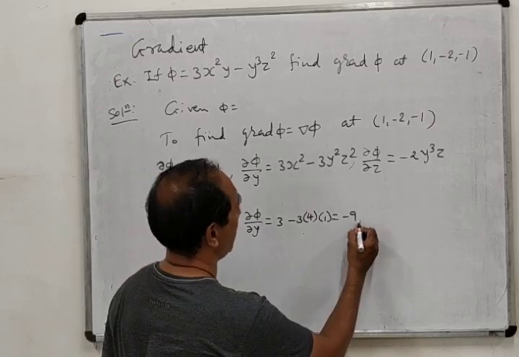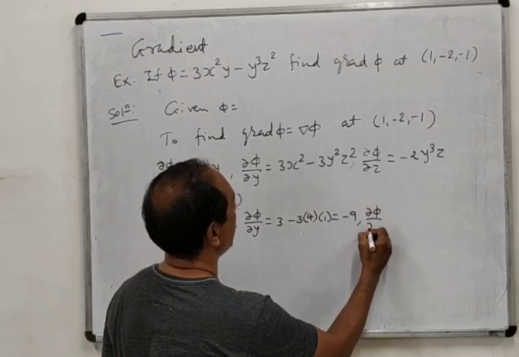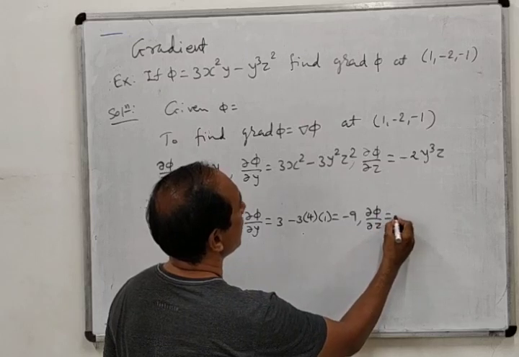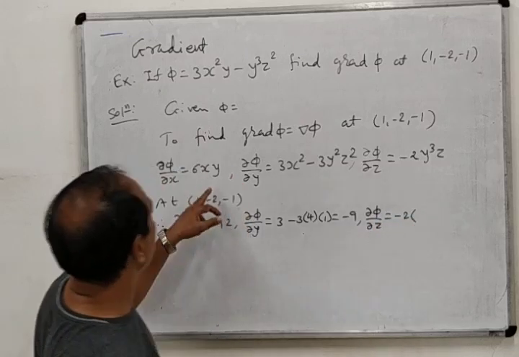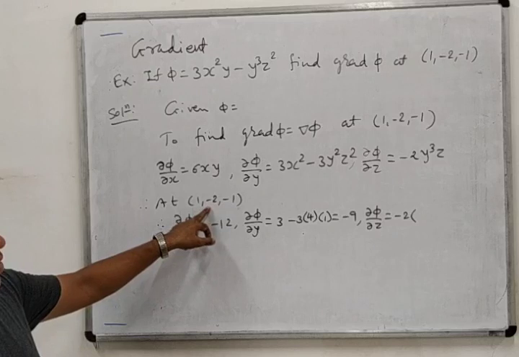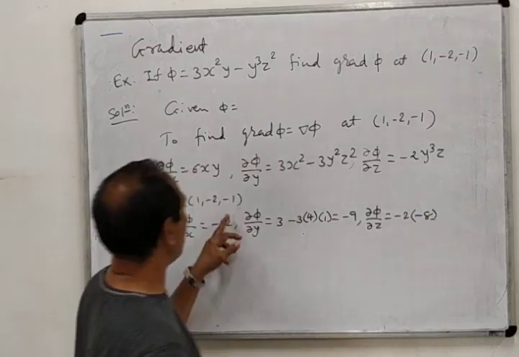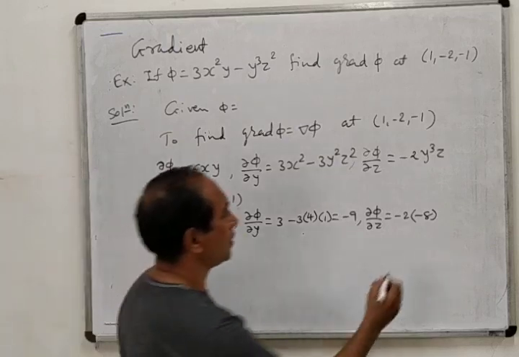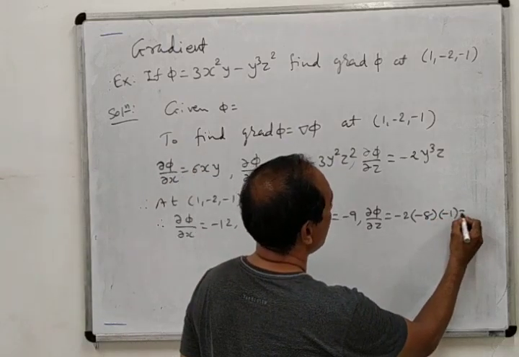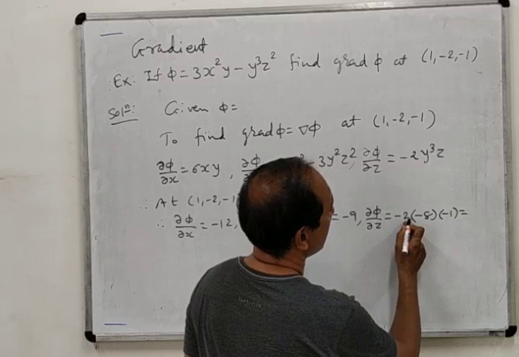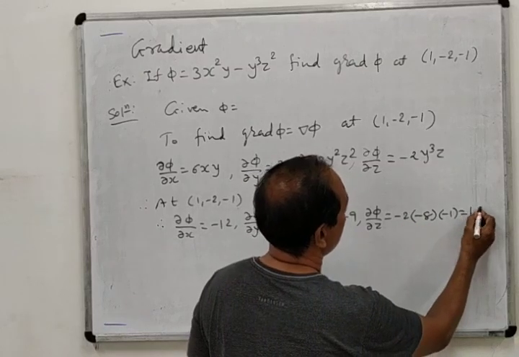Then we find del phi by del z, which is -2y cube z. Here y is -2, so y cube is -8, and z is -1. So we get the value 16.